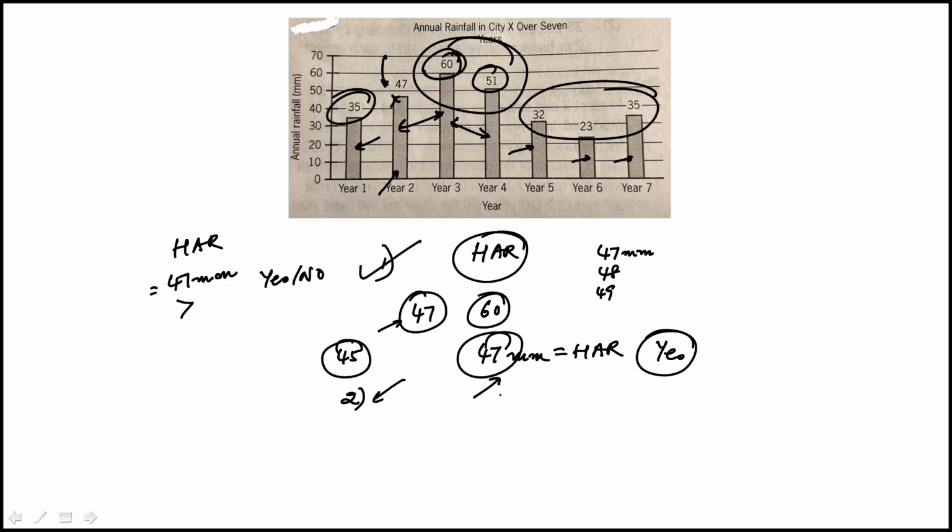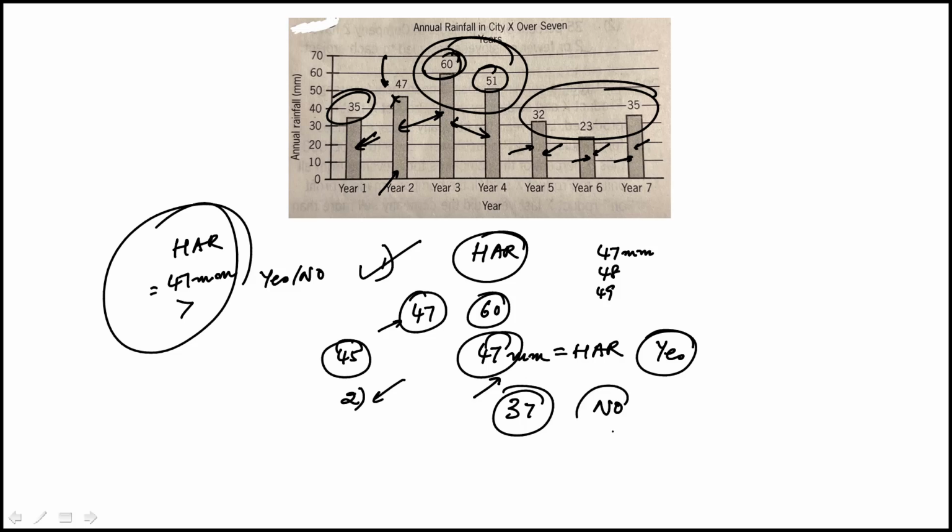But if the HAR was, let's say, 37, it would satisfy the second statement because it would exceed all 4 of those. And in this case, it's less than 47, so the answer to the original question would be no. So we have a yes and a no with statement 2 alone, so that one is out. So that's why the answer is A.